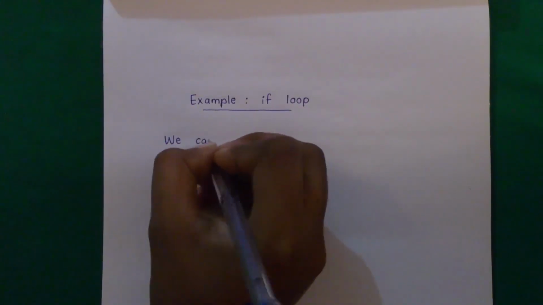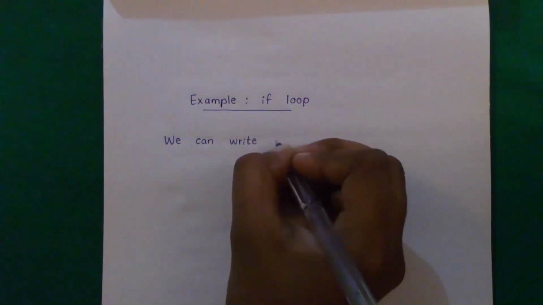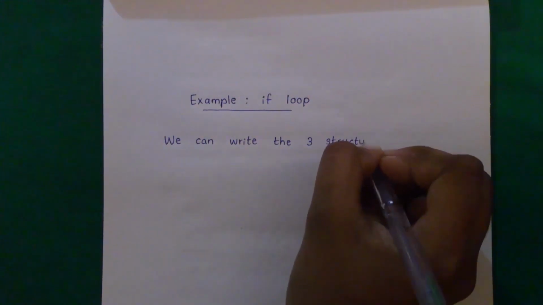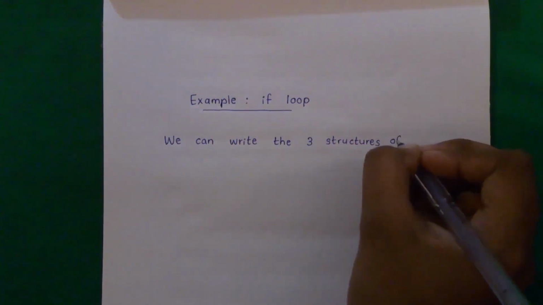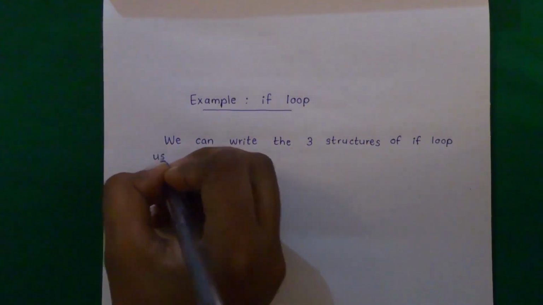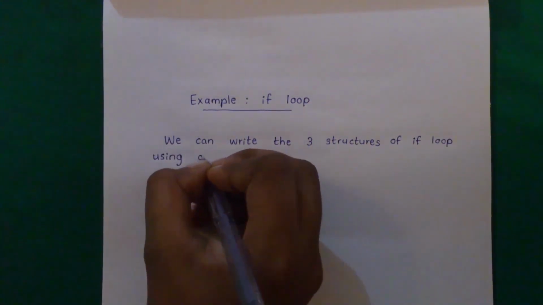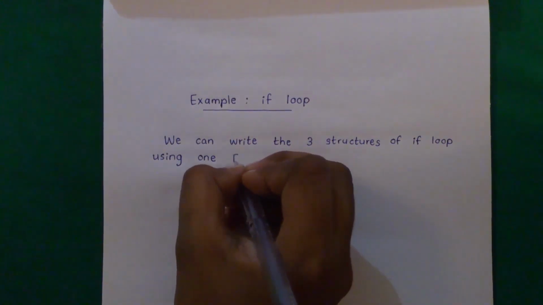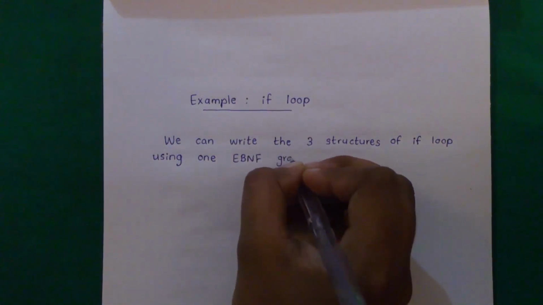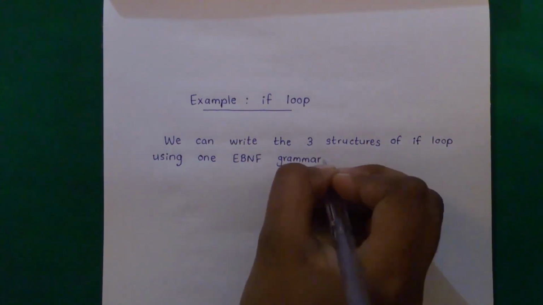If you remember, in BNF, we wrote three structures of the if loop and created the grammar for that. Here I am going to create the grammar for three if loop structures using only one rule in EBNF. Now already you know what are the three structures of the if loop. First structure is having only the if part. Second structure is having if part and the else part. Third part is having if part, else if part and the else part. Now we will write the EBNF grammar for those if loop structures.